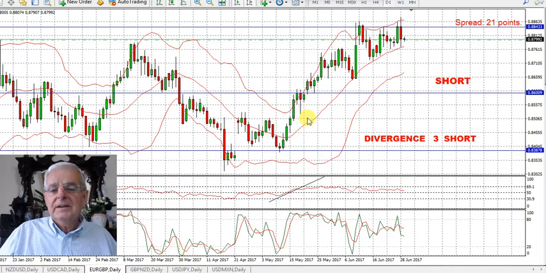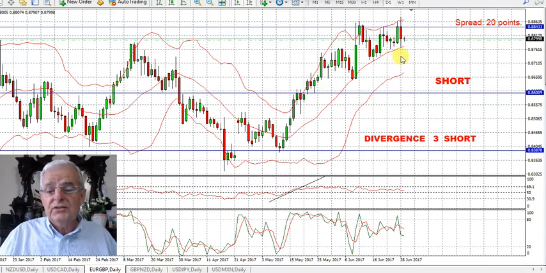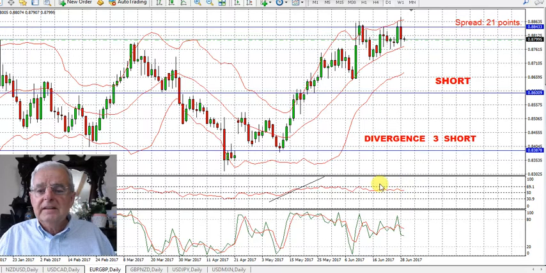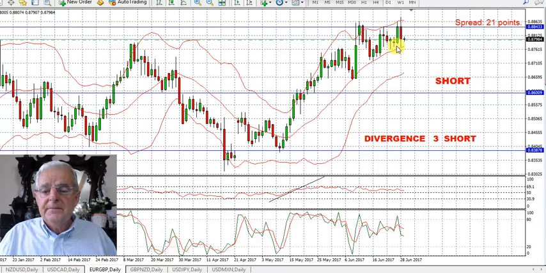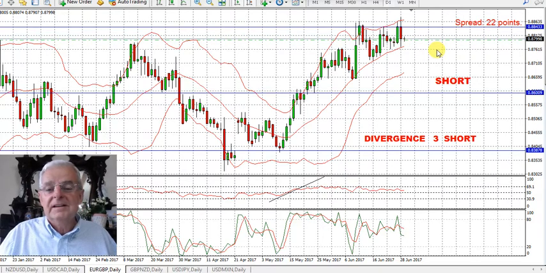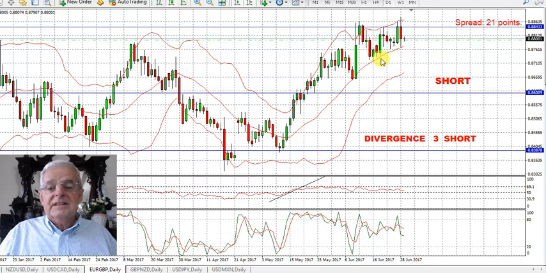Euro GBP, about at entry, and the divergence is short, 3 to 1. We're just above the 50. We've been up a few times and tested the resistance at 88.50. I'm expecting this to come back down, but the strength in the euro, after that stupid speech by Draghi, has actually amazed me. So it might take a little bit longer than we thought.